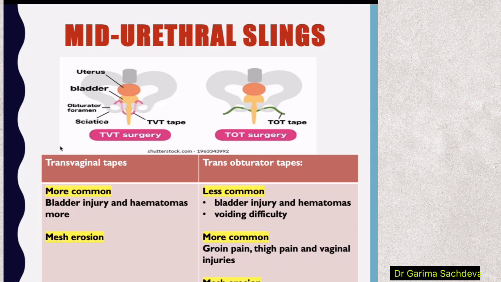Transvaginal tapes are more commonly associated with bladder injury, hematomas, and mesh erosion. And transobturator tapes, although bladder injury, hematoma and voiding difficulty are less common, are more commonly associated with groin pain, thigh pain, vaginal injuries, and mesh erosion.